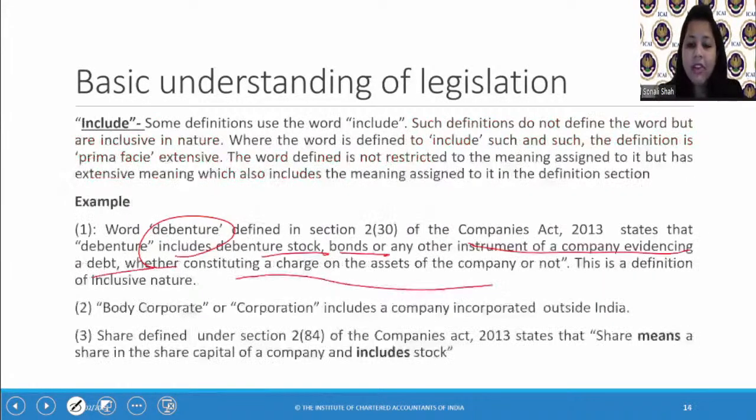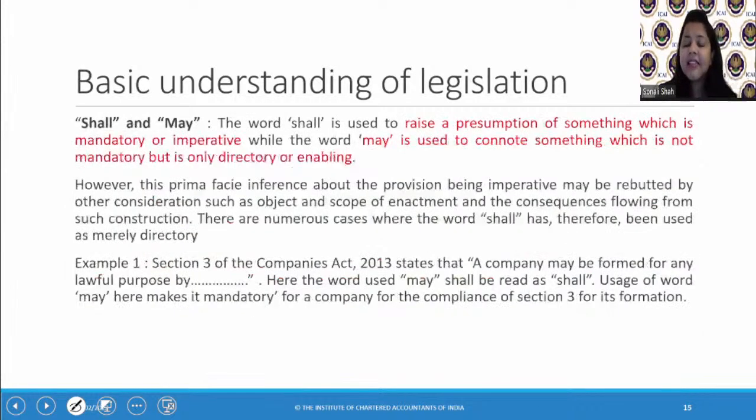So such kind of definitions are called the extensive definition. Correct? So they are extensive in nature. So this was the concept of means and include. Other than that, another common term that you get to see in legislation is the usage of the words shall and may. So wherever the word shall is used, there is a presumption that it is mandatory in nature.